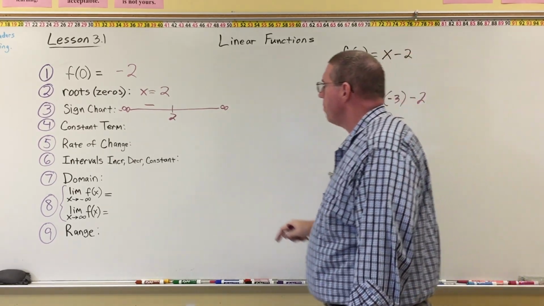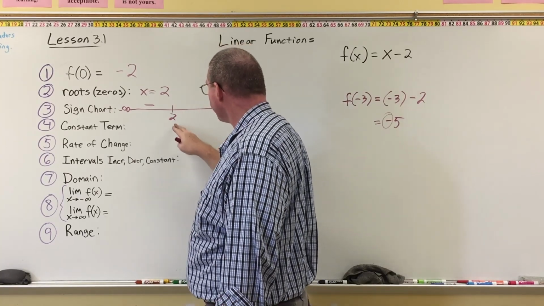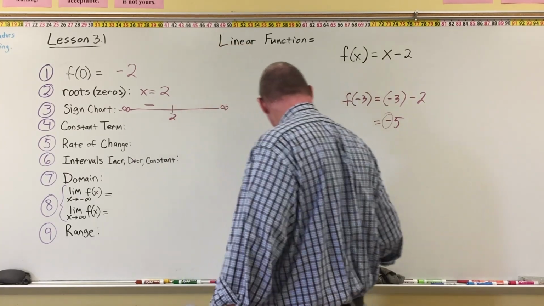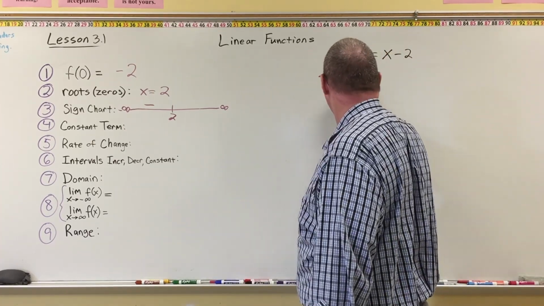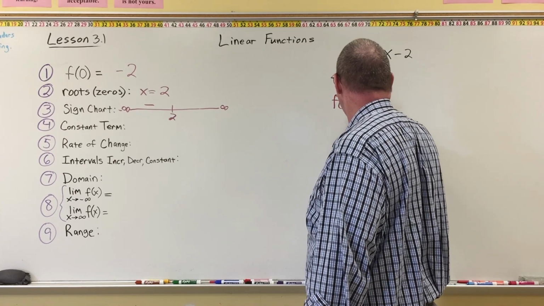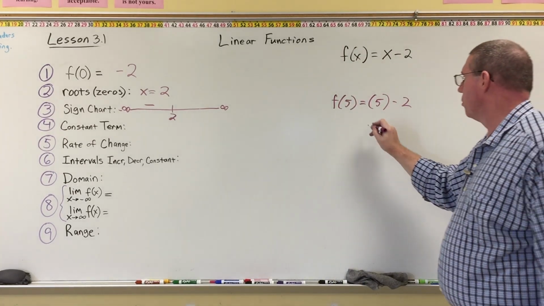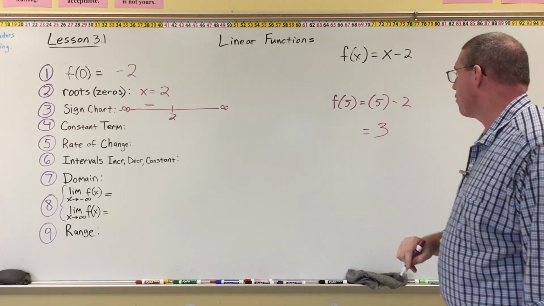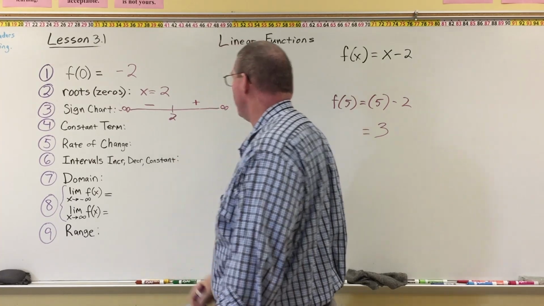Okay? Now we're going to find the sign that goes on this side of the segment. And so we're going to put in a number larger than 2. Okay? So let's put in, I don't know, let's say 5. So f of 5 is equal to 5 minus 2. Well, 5 minus 2 is equal to 3. So f of 5 is +3, and because it's a +3, we're going to put a plus right here.